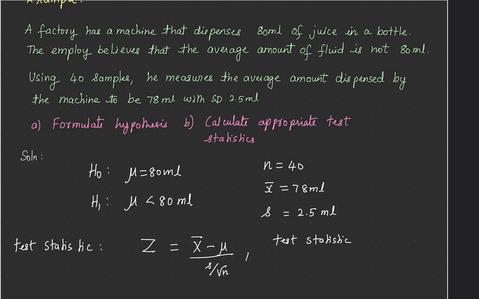The z test statistic value is small z. I can replace the random variable x bar by this particular value, 78, minus mu. What is mu? Mu is 80 ml, as stated by the company, divided by 2.5 over square root of 40, which is minus 5.06. I got the test statistic value, and how to conclude from this I will discuss in detail in the upcoming sessions.